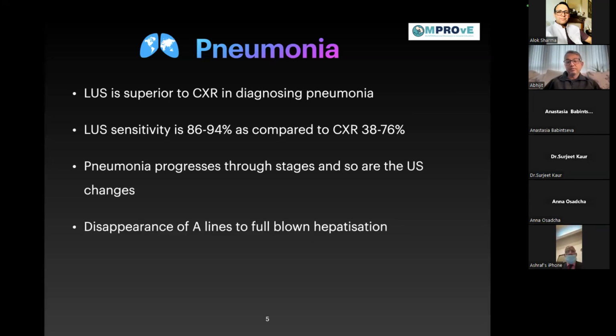What happens? As you start filling up with the fluid, the A lines start disappearing. A is for air, and B lines are for the fluids. So as you start putting in more fluid, or you end up with more fluid in the alveoli, it starts collapsing, so there is no space for the air. So you start seeing disappearance of the A lines and the appearance of more of the B lines, followed by the C profile, the consolidations, to the full-blown hepatization. That is something which you will see in the upcoming slides.